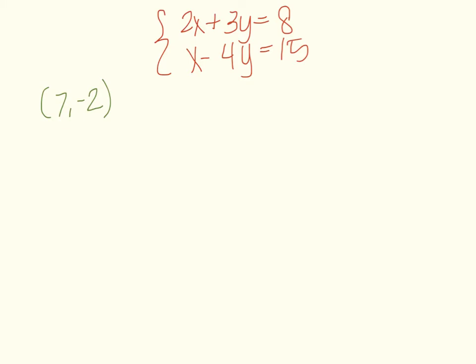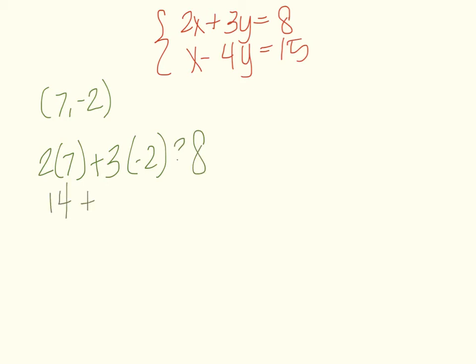So let's try another one. Let's see if 7, negative 2 works for that same system of equations. I want you to try it. Plug and chug for both and see if you get one or two true statements. Okay, what you should have done is 2 times 7 plus 3 times negative 2. Does that equal 8? 2 times 7 is 14 plus negative 6. Does that equal 8? And you get 8 equals 8, so that checks out.